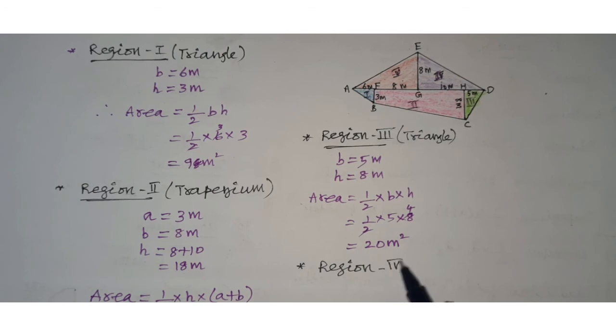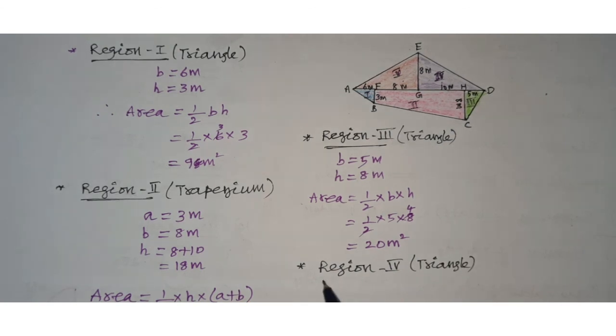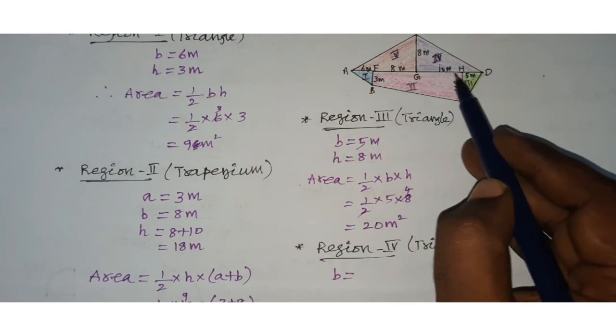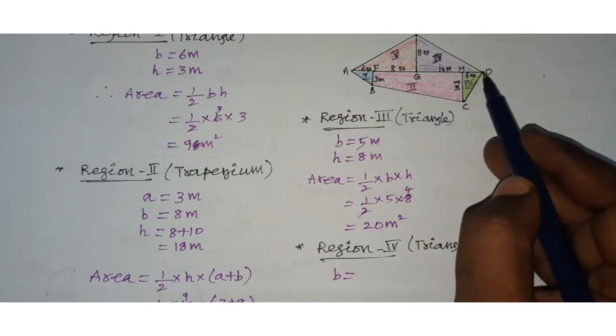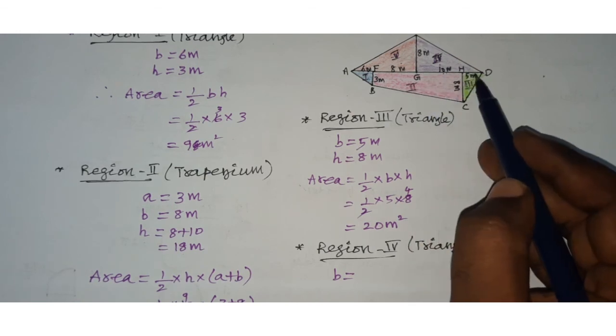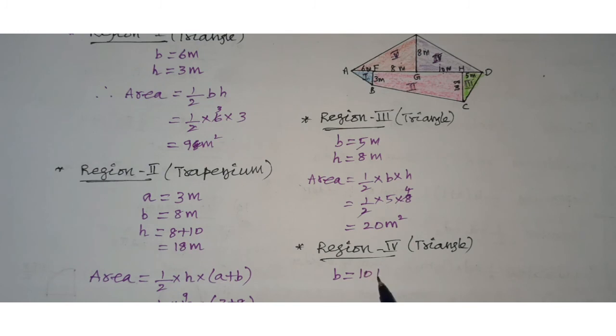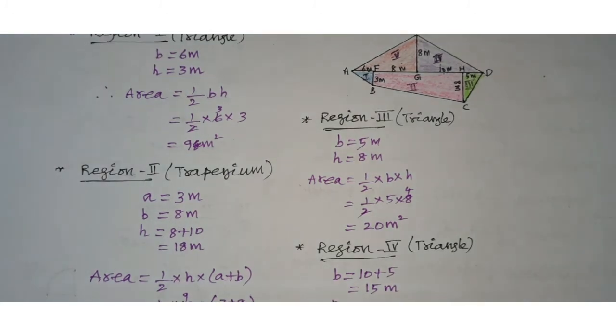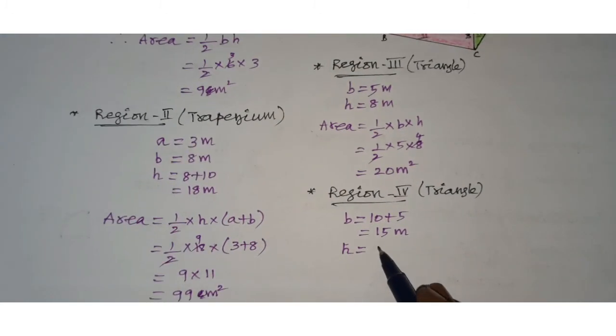Now region 4. Region 4 also, this is also a triangle. Here from the diagram, what is the base? Base equal to this full length. Remember students, this full length here 10 and this is 5. 10 plus 5 together, so 15 meter is the base and height 8 meter. h equal to 8 meter.